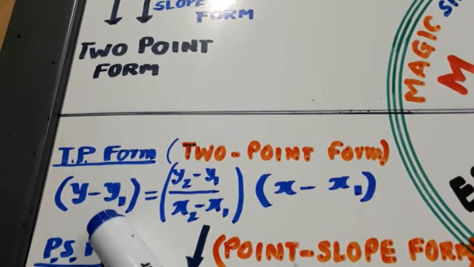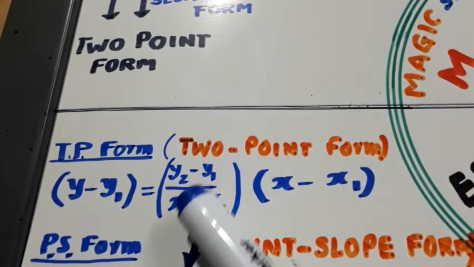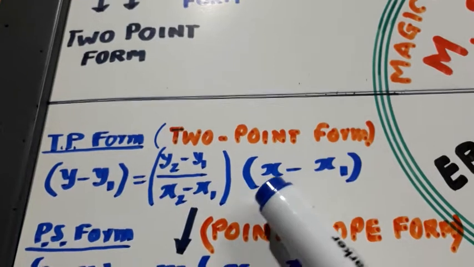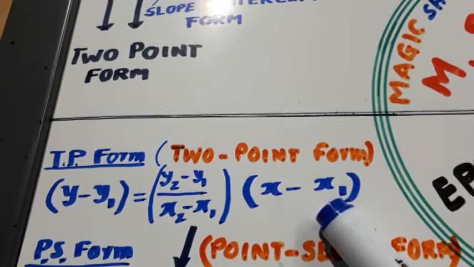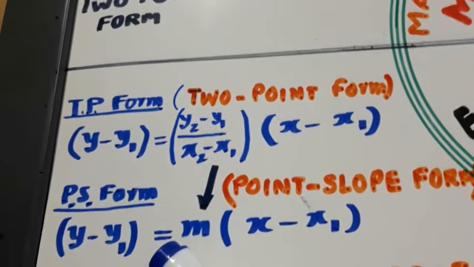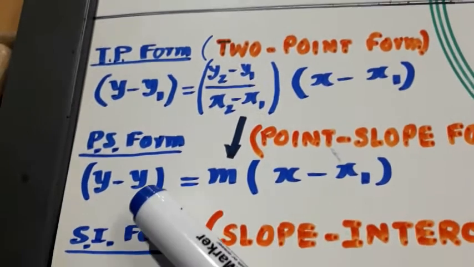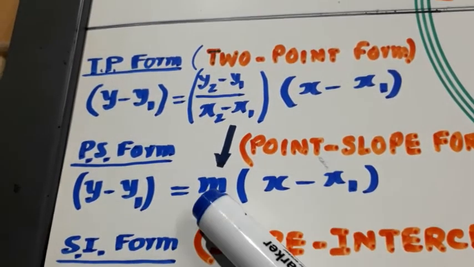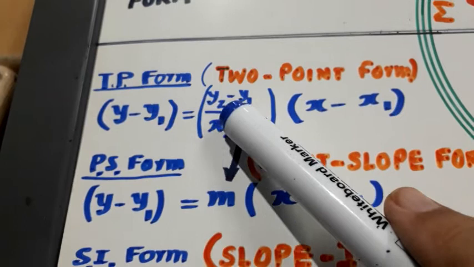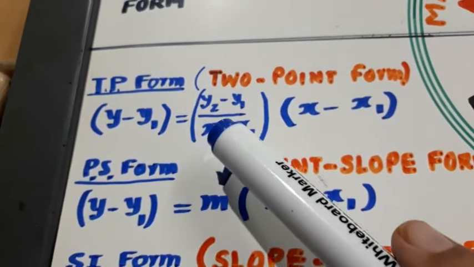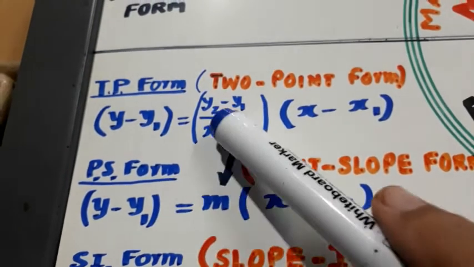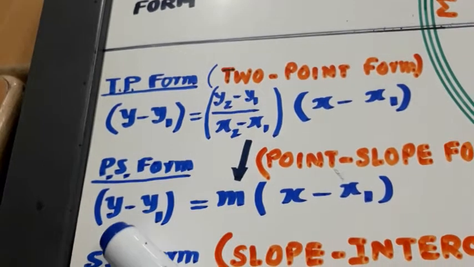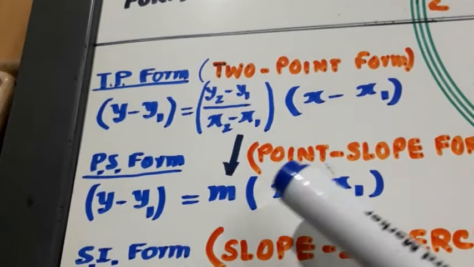Y minus y1 is equal to (y2 minus y1) over (x2 minus x1), times (x minus x1). Point slope form. x1, y1 is the point, m is the slope. Look here, this is also slope, the formula for slope. Same formula you have to apply here. So these two are basically the same thing.